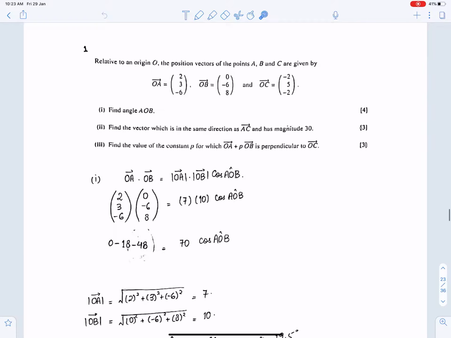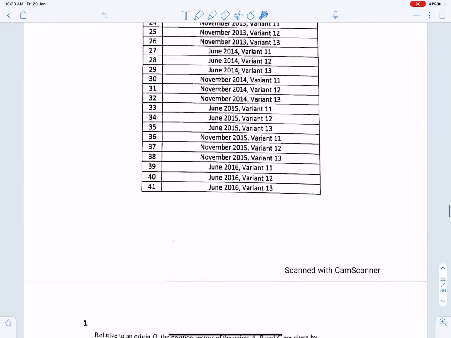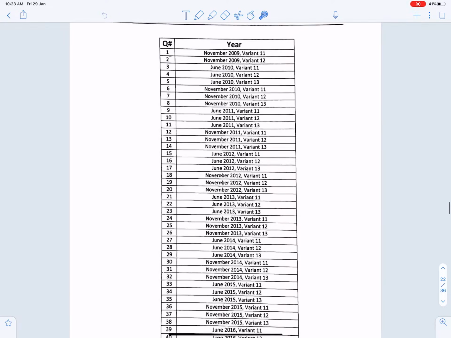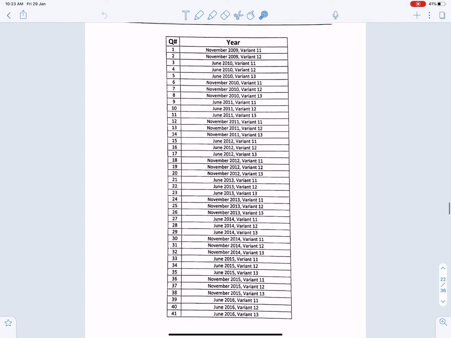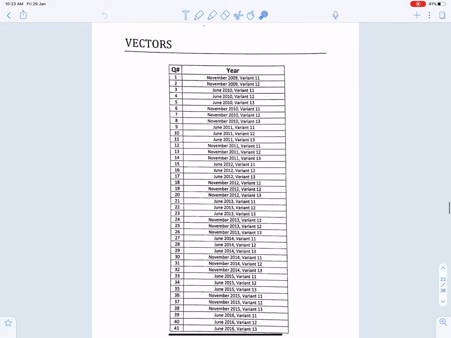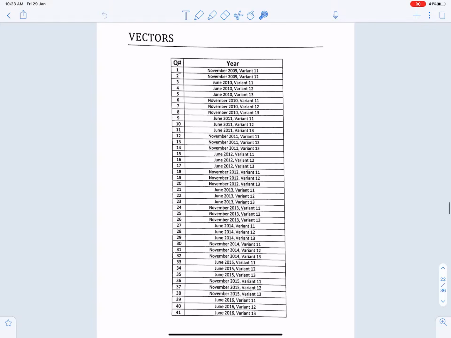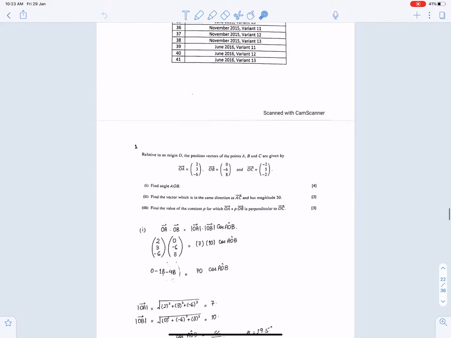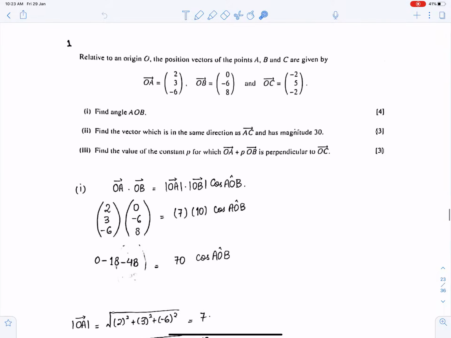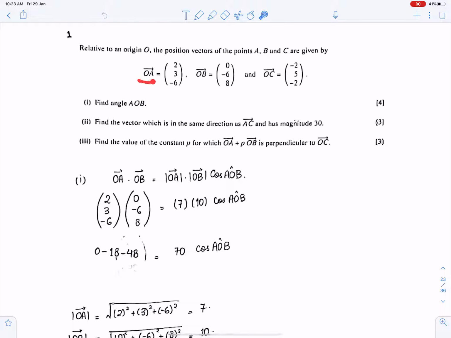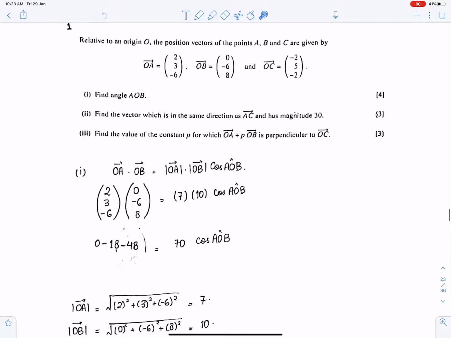This is question number 1 from the book. This is the list of questions of this book. If you want to take the screenshot, you can. Now question number 1. This is vector OA, this is OB, and this is OC. And this is the scalar product, the application of scalar product. The question is find angle AOB.